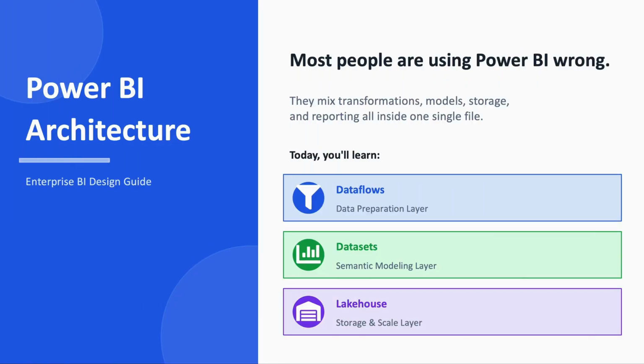Most people are using Power BI completely wrong. They mix transformations, models, storage, and reporting all inside one single file. And then they wonder why their reports are slow, messy, and impossible to maintain. So today I will show you what data flows really are, what datasets actually represent, and what a lakehouse changes in Microsoft Fabric, and exactly when to use each one. So if you are working with enterprise BI architectures, this video will change how you design solutions.